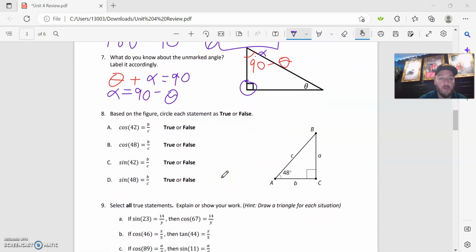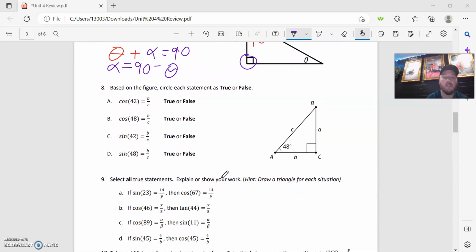All right, let's keep rolling. We got time. Question 8, based on the figure, circle each statement as true or false. Okay, well, cosine of 42. First of all, we have to figure out which one is 42. Well, here it is. Because remember, 48 plus angle B must equal 90, so there's your 42.